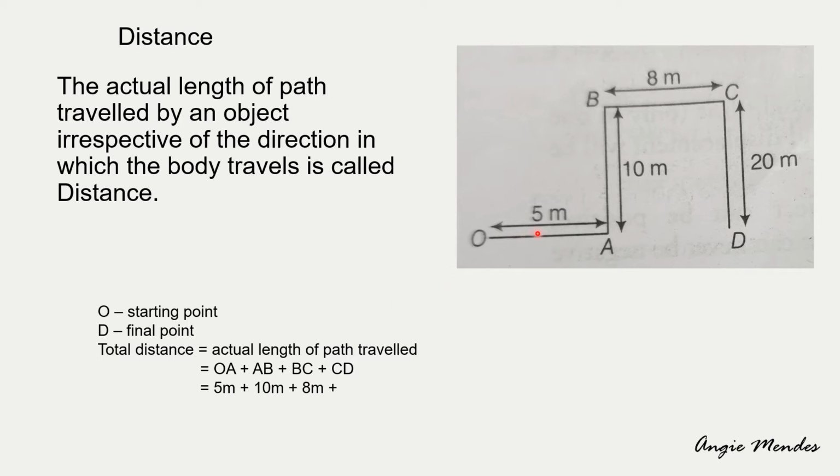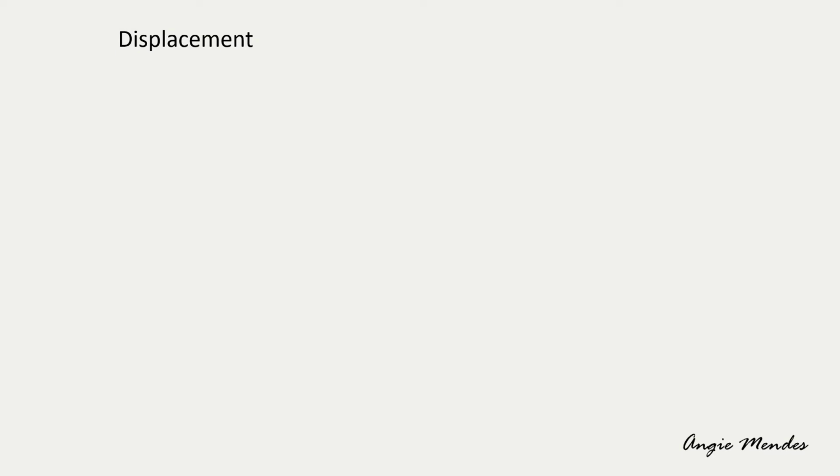So substituting the values which have been given here, we can find the distance that has been traveled by this object, which is 43 meters. Now if you look at this figure given here, you see that the object does not travel only in one direction. The direction is changing. So it is irrespective of the direction in which the object moves. It is the length of the path. So we know now that distance does not depend on direction.